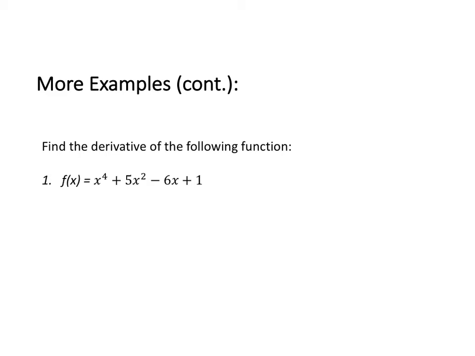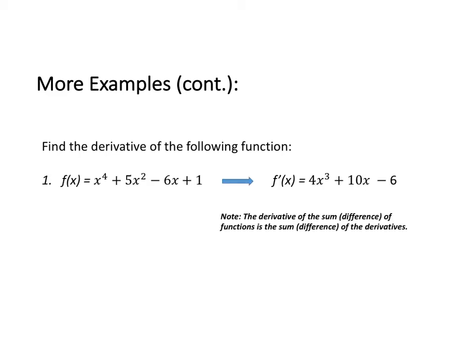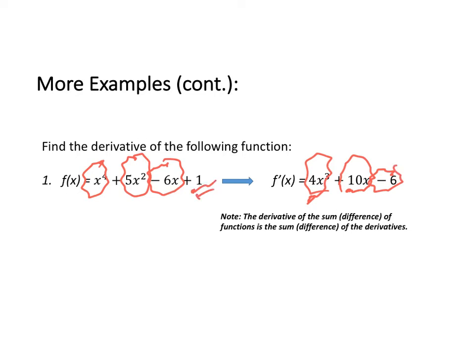Basically, we're going to handle it by looking at each term individually. And if we treat each term individually, our x to the fourth simply becomes 4x to the third, and our 5x squared becomes 5 times 2, or 10x to the 1 less, which would be 10x simply. Our minus 6x becomes minus 6, and of course the derivative of a constant is simply 0, and here is our derivative.